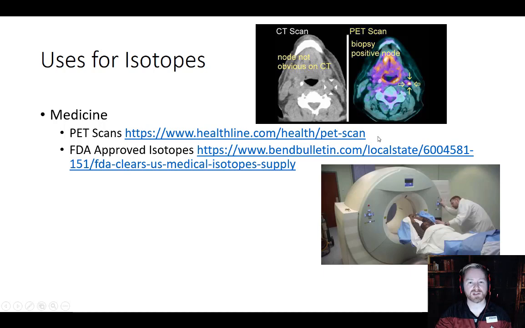And I linked some information on here for you. I'm not going to go through it, but this explains what a PET scan is because you may know somebody that's had it or you may have to do one one day. Well, there you've got a link to find out what it is.